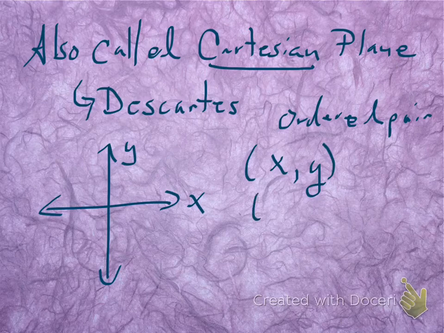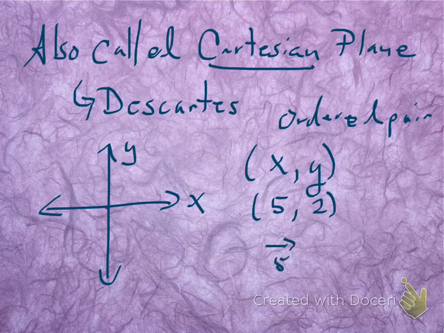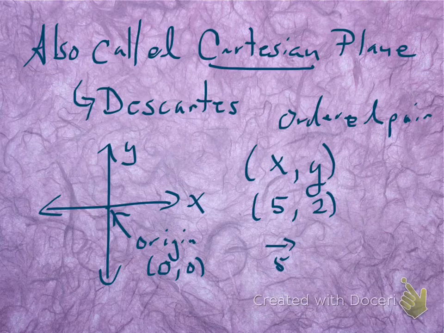So if I see a point like (5, 2), it means I go to the right 5 units. I always start right here at (0, 0). As you'll see in a second, that is called the origin, and that is the point (0, 0). Both the x and the y are 0. All right, so (5, 2) means I go 5 to the right, and I go up 2. So the point (5, 2) would be right about here.